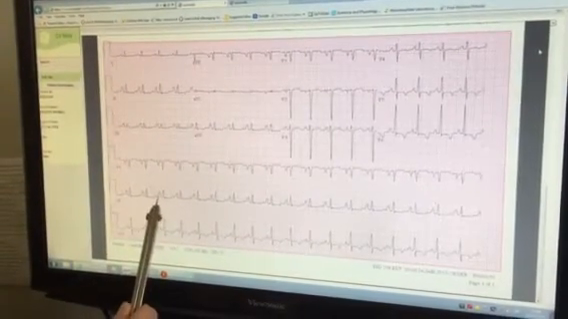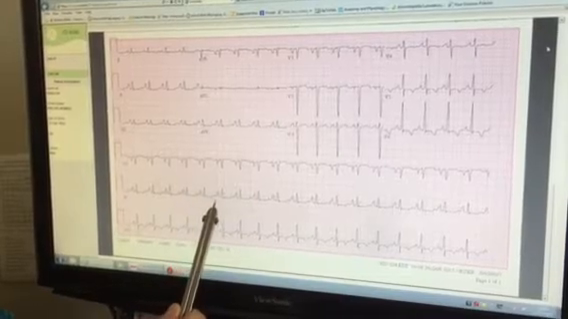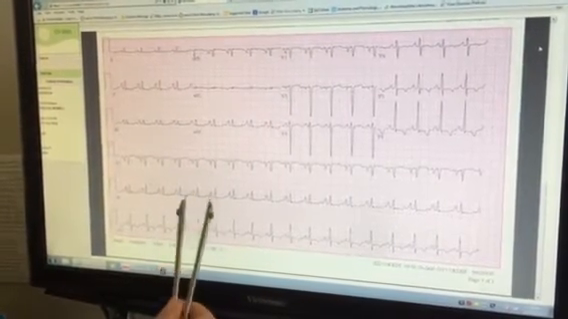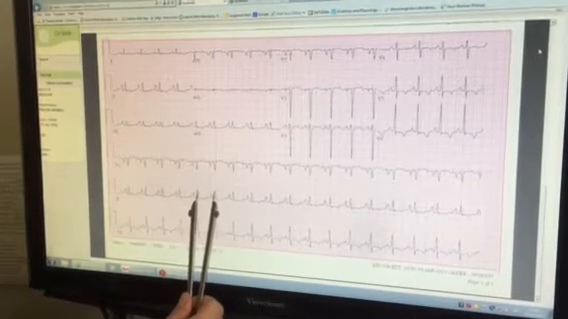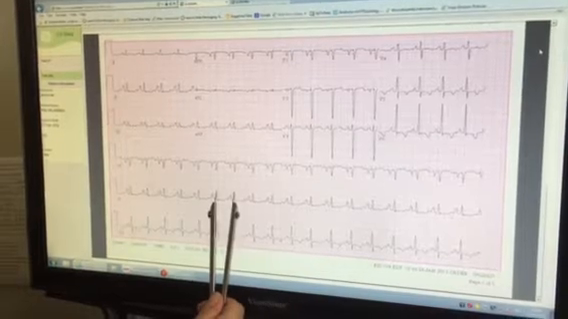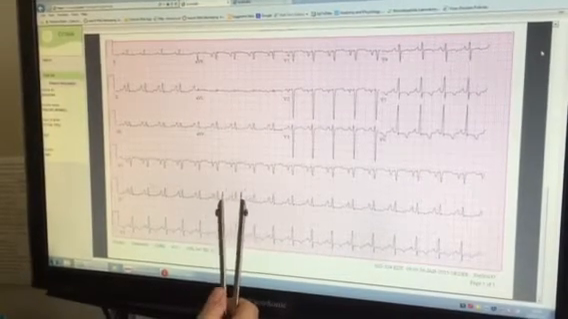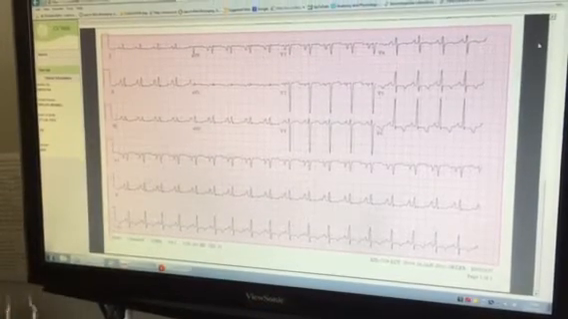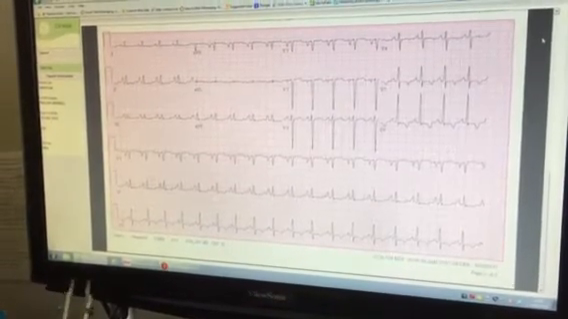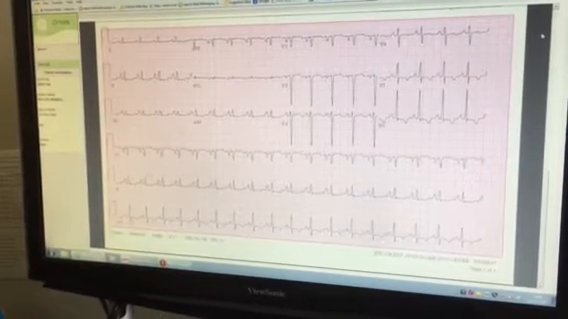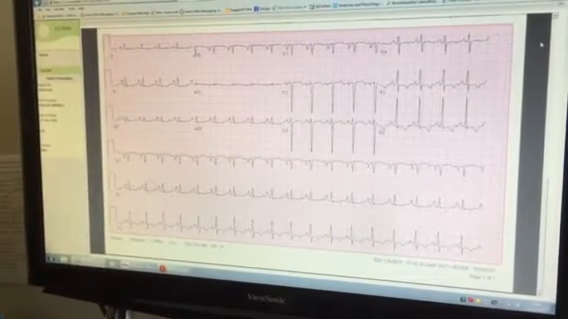And so we do notice here a P wave in front of every QRS complex. So we note he is in sinus rhythm. We can see based on his RR interval that it is regular. But we will note that he is tachycardic, which is a typical finding with heart failure. They have a low cardiac output, so typically they'll be tachycardic in order to compensate for that.